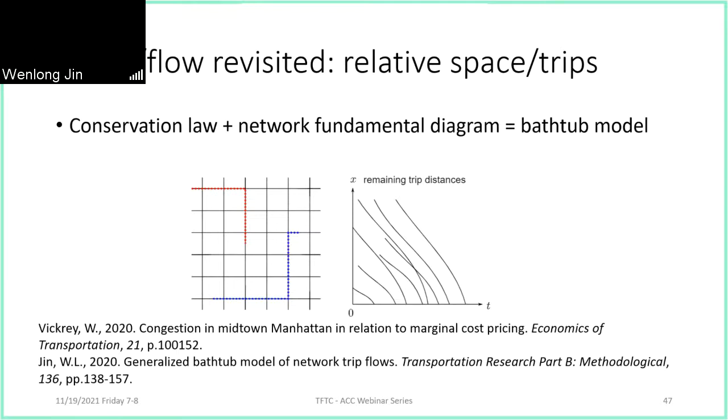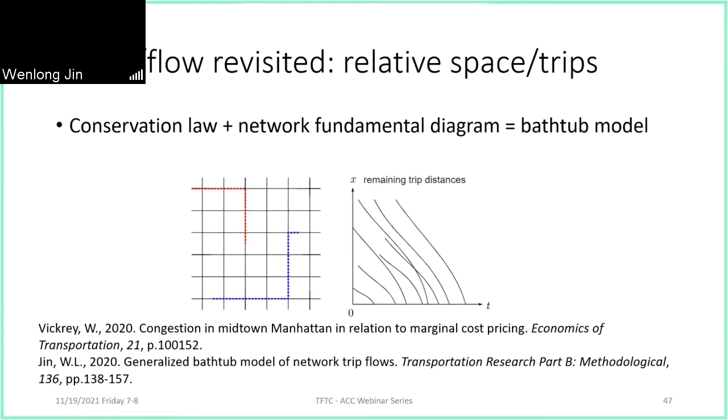our recent studies show that if we look into the transportation system, we can have a different understanding of the space-time flow. Like in a network, if we introduce a relative space dimension, basically we put all trips into the same space-time domain, while the space represents the remaining trip distances. And then this will lead to a simple model for a network. It's called the Besta model, which was originally introduced by Vickrey in 1991, and it was published in 2020.